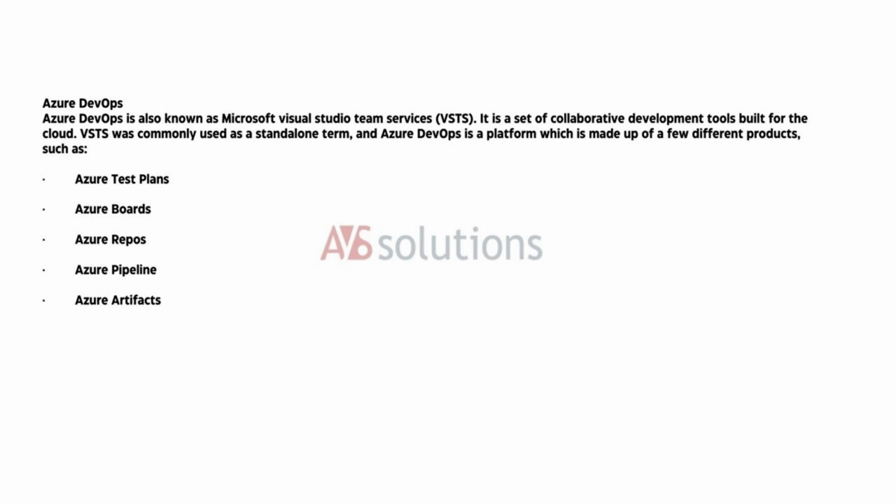Azure DevOps. Azure DevOps is also known as Microsoft Visual Studio Team Services, VSTS. It is a set of collaborative development tools built for the cloud. VSTS was commonly used as a standalone term, and Azure DevOps is a platform which is made up of a few different products, such as Azure Test Plans, Azure Boards, Azure Repos, Azure Pipelines, and Azure Artifacts.